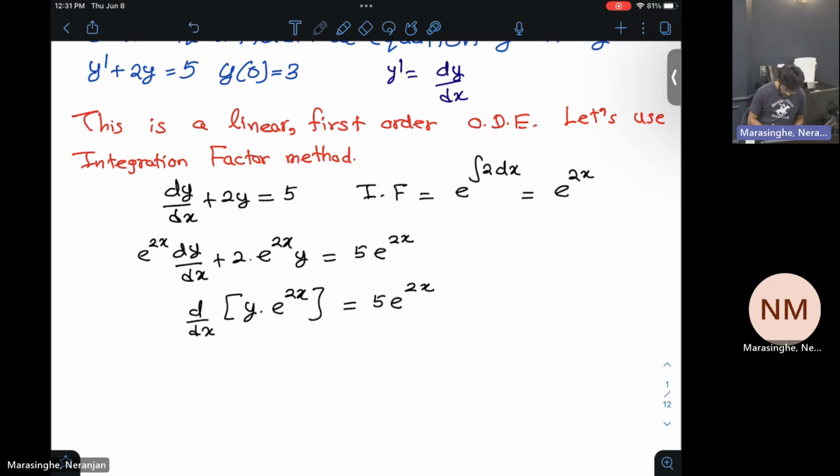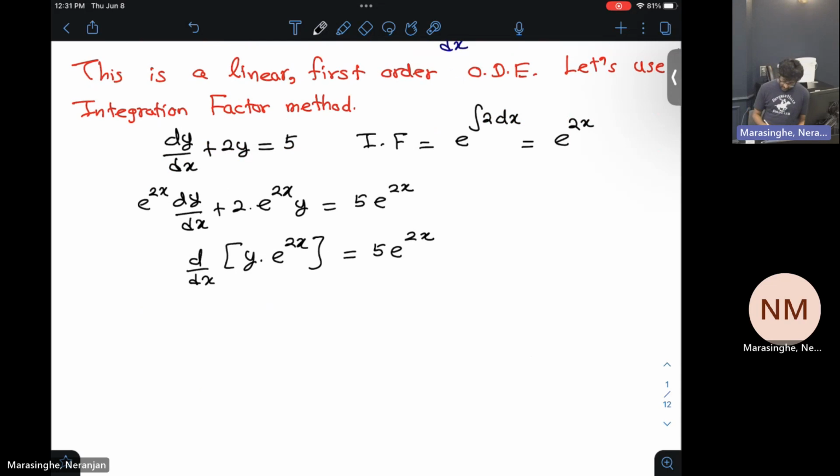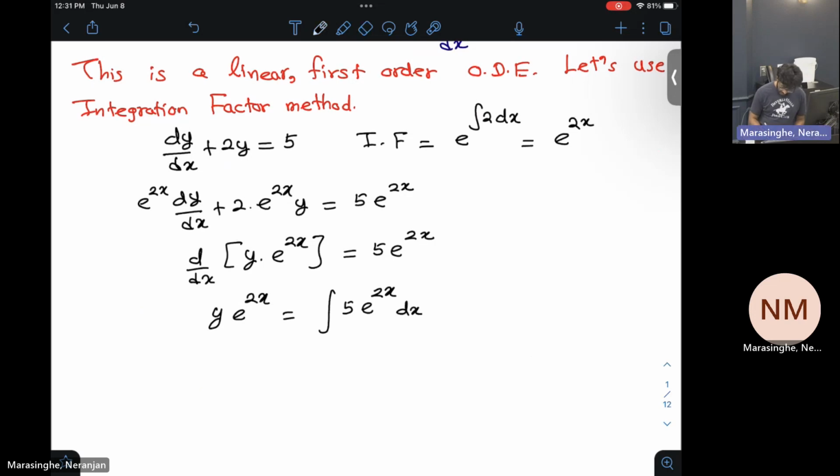Okay. So then I am using the idea that derivative is the inverse operation of integral. So I can say y times e to the 2x is equal to integral of 5 e to the 2x dx plus an arbitrary constant.